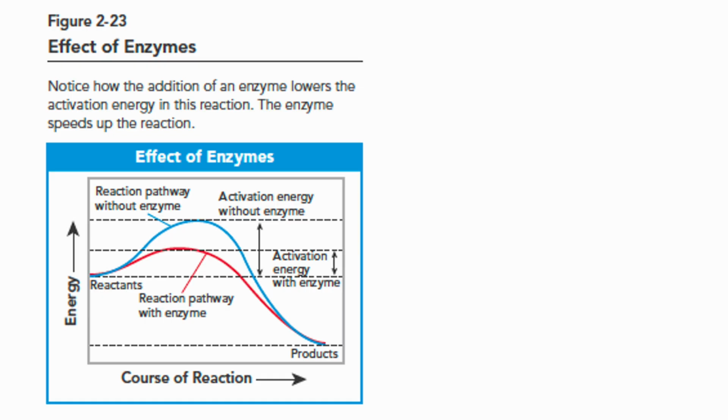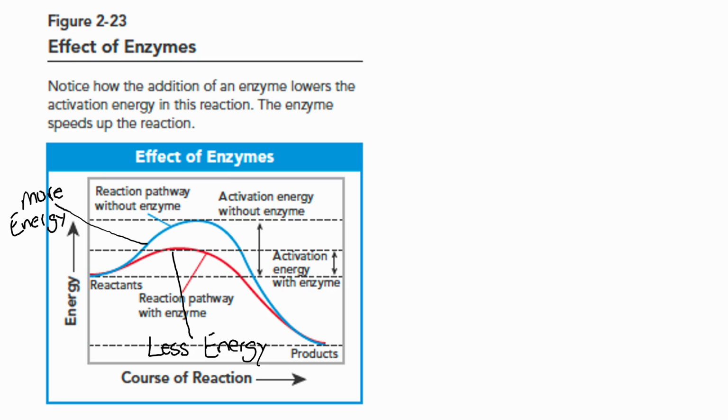So now notice how the addition of the enzyme lowers the activation energy in this reaction. So if you look here, right, here is our pathway without an enzyme, right? Now, again, if you look here, it needs more energy in order to overcome that. But when you add an enzyme, right, you notice that the activation energy is lower, which means it takes less energy to start that chemical reaction.